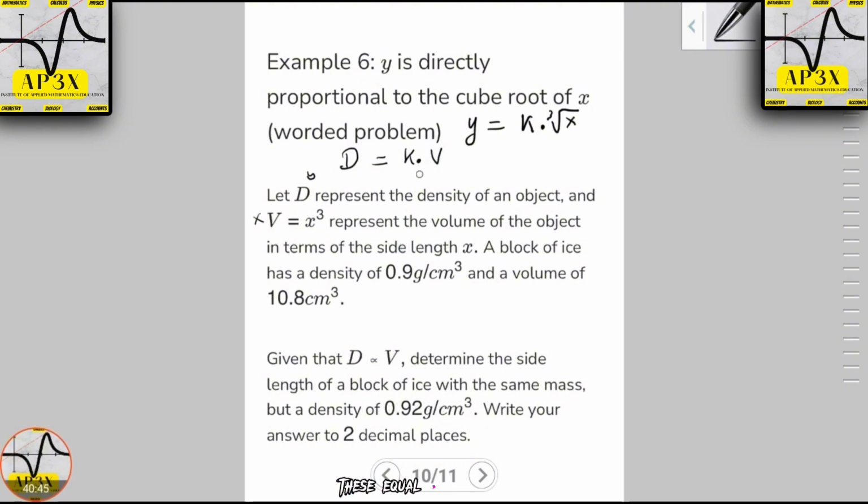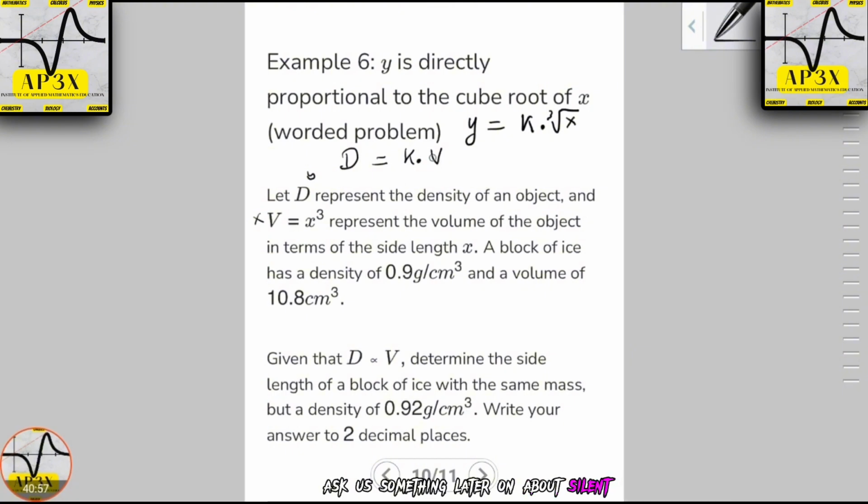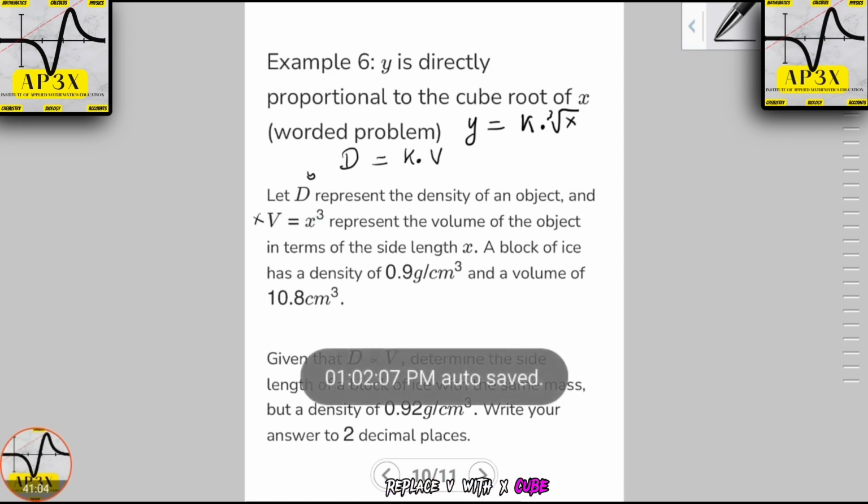So D is equal to K multiplied by V, noting that V is the actual volume, but in terms of the side length it is going to be x cubed. So in the event that they ask us something later on about side length, we may have to do a conversion from V to being x cubed. Replace V with x cubed.